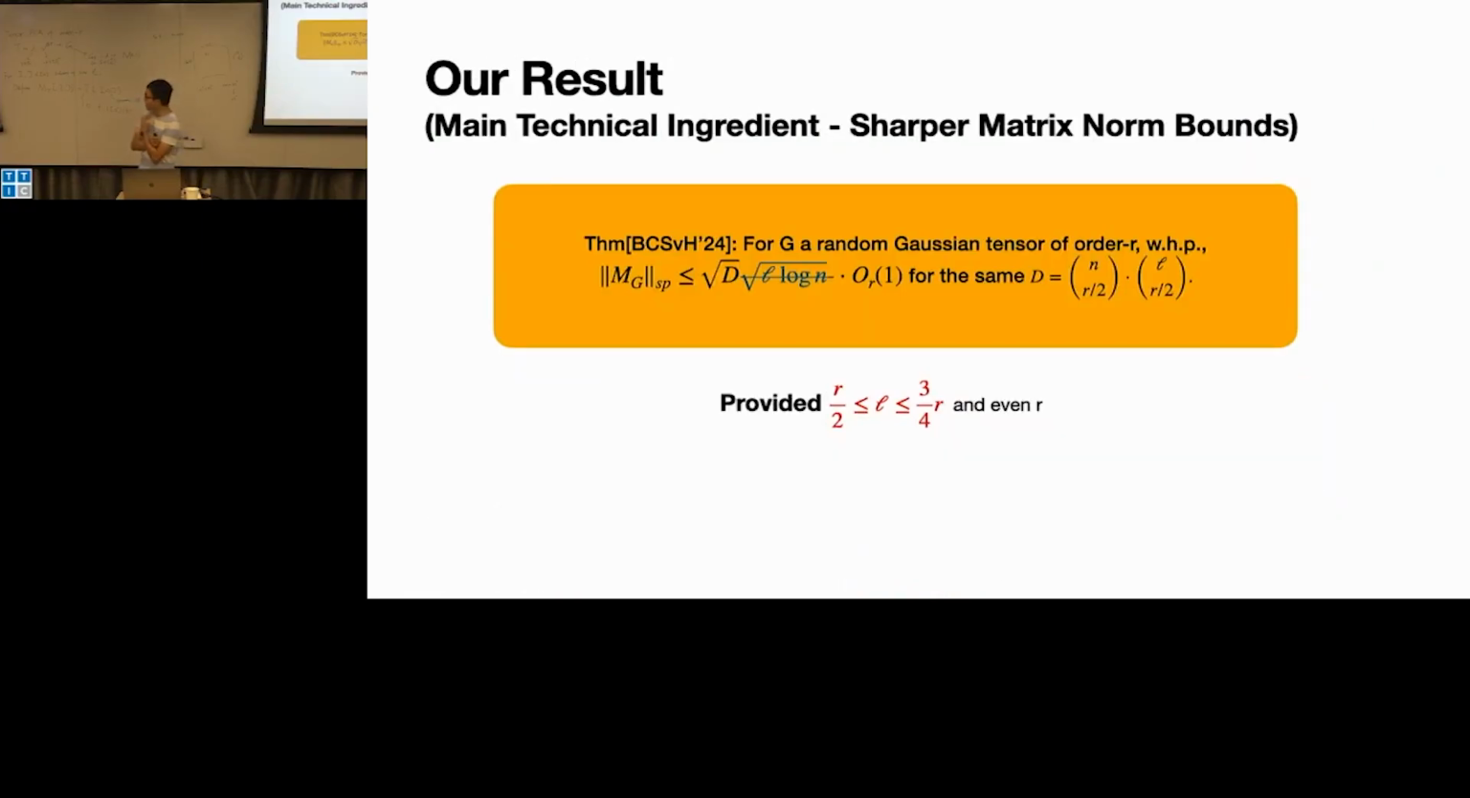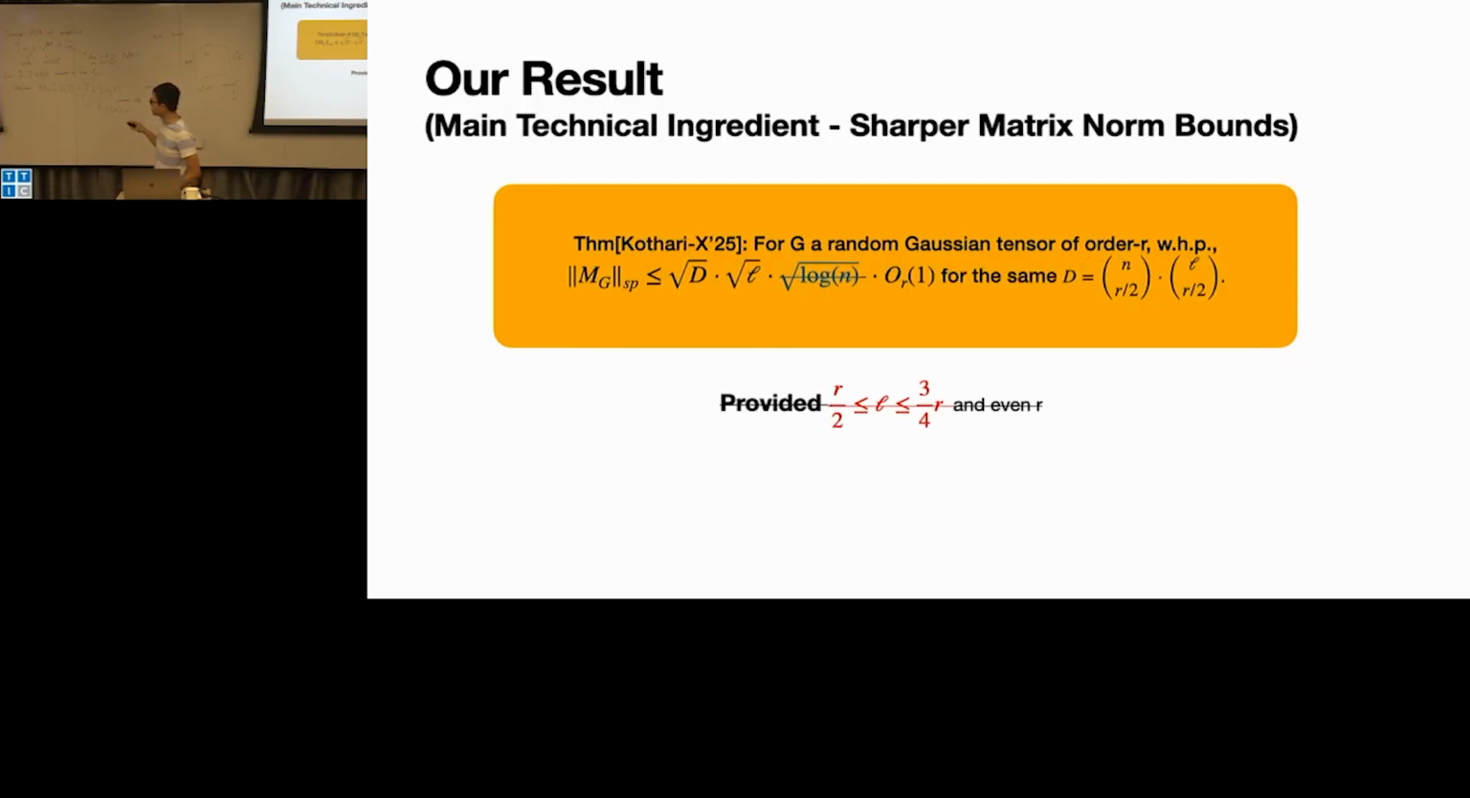This is our main motivation and also our main technical result. We look at the same matrix they have, but now we are going to remove the restriction coming from small l. We are looking at any l. We are okay with l growing polynomially in n even. And then we show that the bound can be replaced by square root d multiplied by square root l, with the same d.